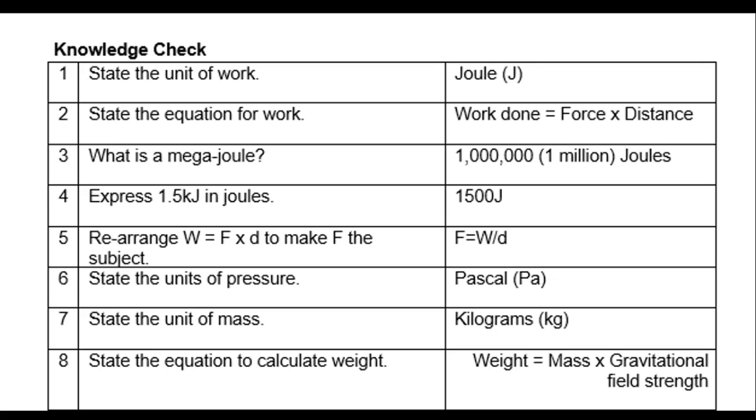The unit of pressure is a Pascal, and we represent that using a capital P and a lowercase a. The unit of mass is kilograms, and we use lowercase kg to represent that. And the equation to calculate weight is weight equals mass times gravitational field strength. Make sure that you mark your answers and make any corrections that you need to make in a different coloured pen.